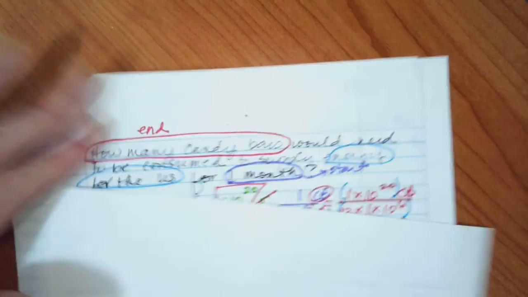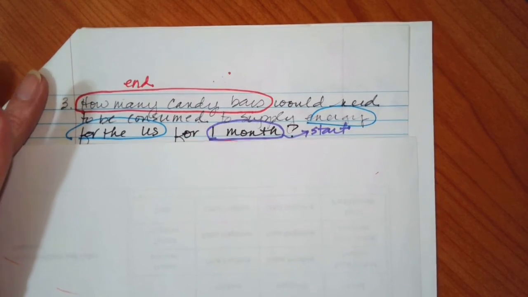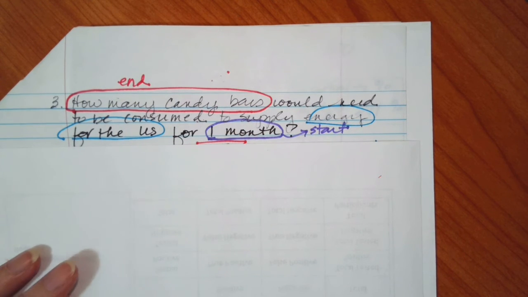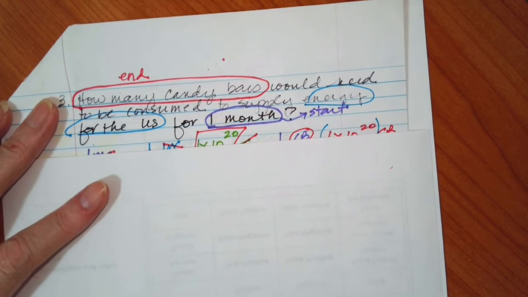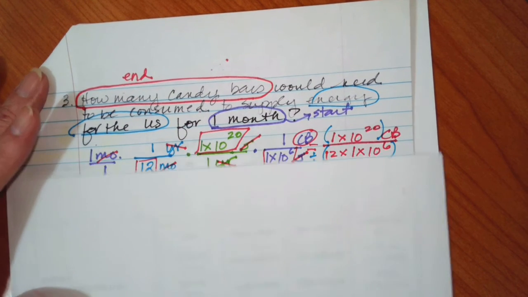Okay, then we did an energy conversion. We wanted to know how many candy bars would need to be consumed to supply energy for the U.S. for 1 month. Okay, well, 1 month is where we start. That is our known value.